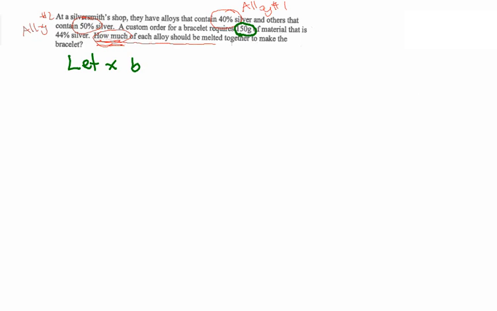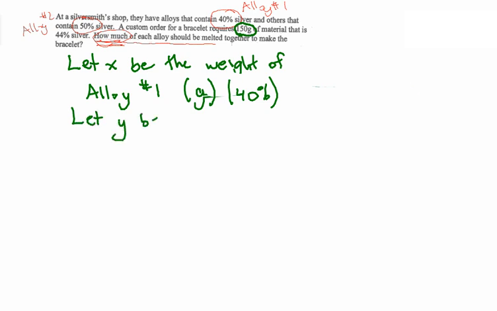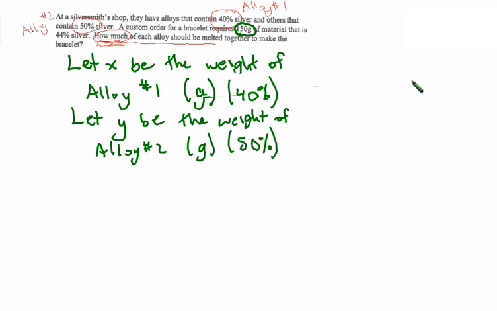I'm going to let X be the weight of alloy number 1. So weight is in grams. Oh, that's a little computer glitch. Let me just fix that. Weight is in grams. And I'll also just make sure I put here that that is the 40% alloy. So if X is the weight of alloy number 1, then Y is going to be the weight of alloy number 2. And again, I'm measuring weight in grams, and just to be sure that I don't forget, alloy number 2 is the 50%.